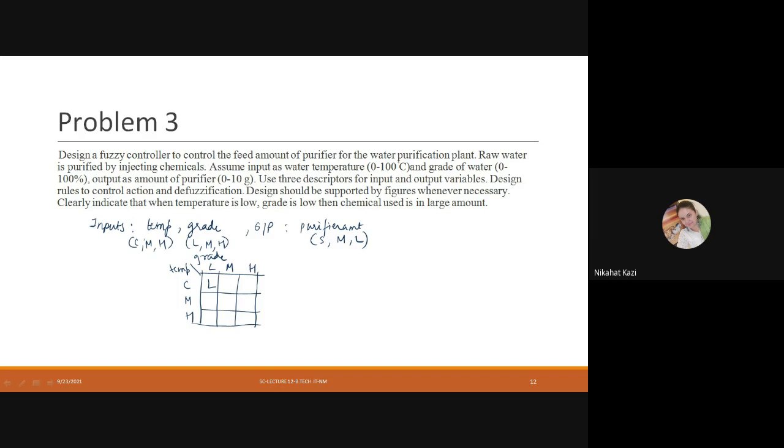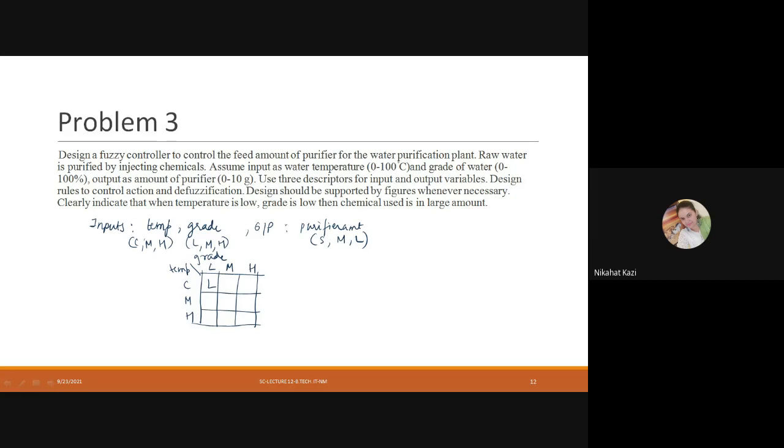So there is one indication that is given to you, that when the temperature is low, the chemical required is large. Okay, so that tells you that if grade is kept constant and the temperature increases, then what will happen? Amount decrease. Amount will decrease. So that is how you have to form the rule base. Okay, so let us try to form the rule base here.